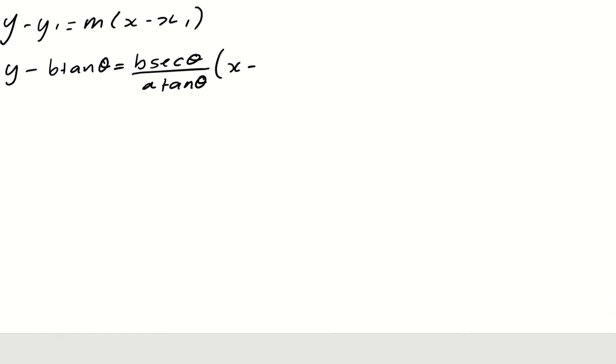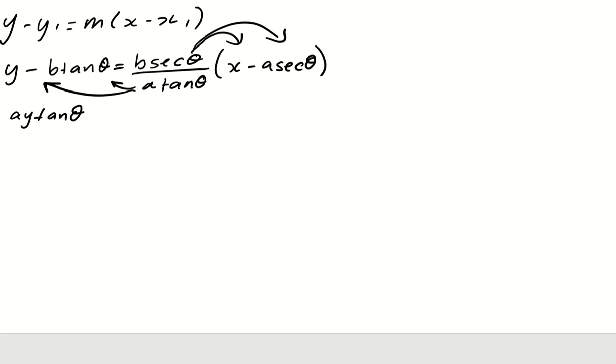X lots of x minus a sec theta. Again, multiply your denominator over and expand your brackets as well. I'm going to have a y tan theta minus ab tan squared theta, and that's equal to bx sec theta minus ab sec squared theta.